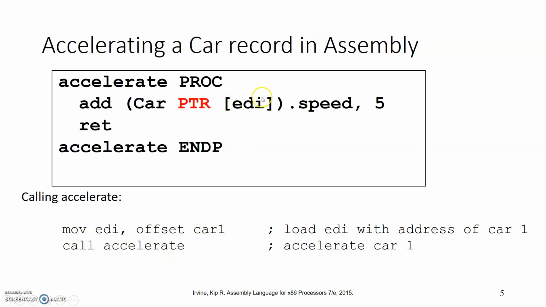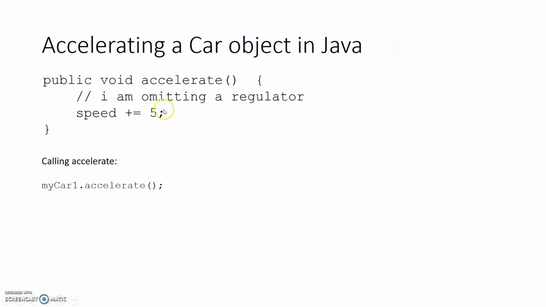Well, EDI in and of itself is just a pointer to somewhere in memory. And if we want to reference a field, what we need to do then is say, basically we're telling the compiler, okay, this EDI that we have here, it points to a car. And once we know that this EDI is pointing to a car, we can access the fields that the structure has. The fields, in this case speed, as being the field, and this is going to add 5 to the speed field. So let me just back up again.